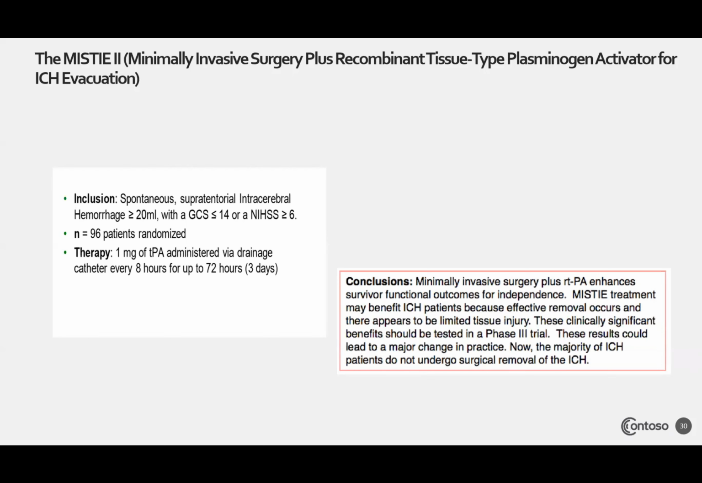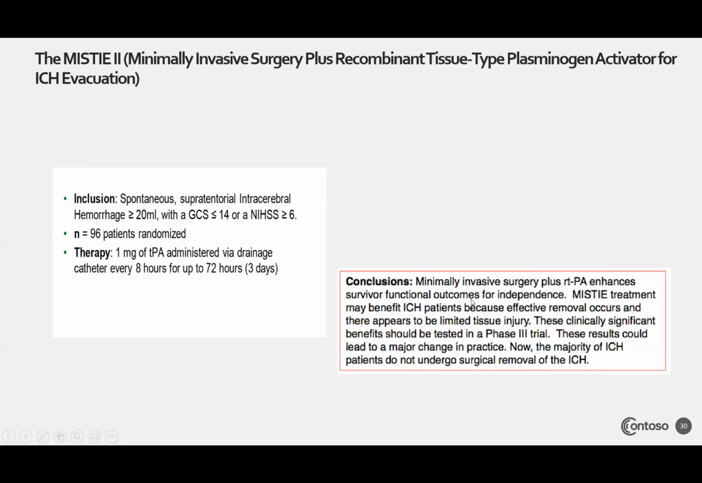Yes, you can give. You put a catheter in the hematoma to evacuate it, and put a catheter in the ventricle, give the tPA, and try to dissolve the hematoma. So you have two catheters, one in the hematoma and the other in the ventricles. Give the tPA and wash the dissolved blood from the intraventricular part out of your chambers. That's what they do. So it is minimally invasive surgery plus tPA, enhancing survival and functional outcome for independence.